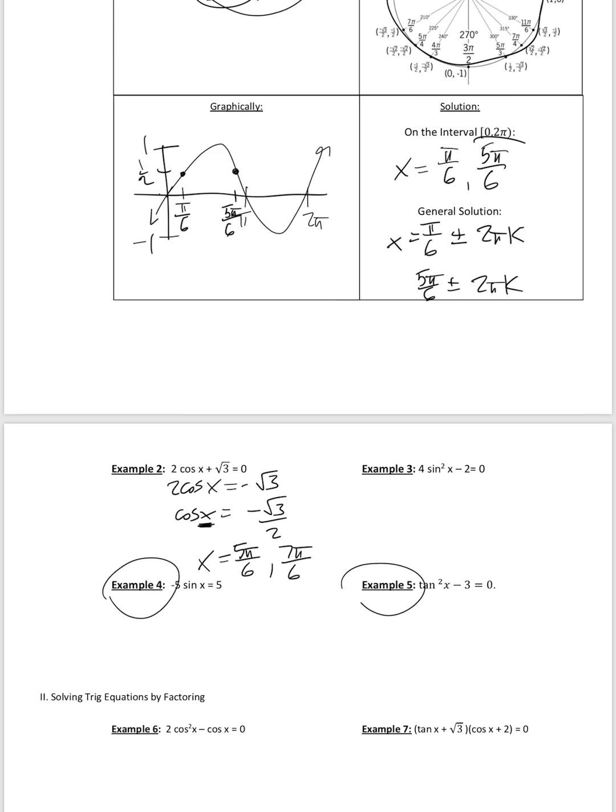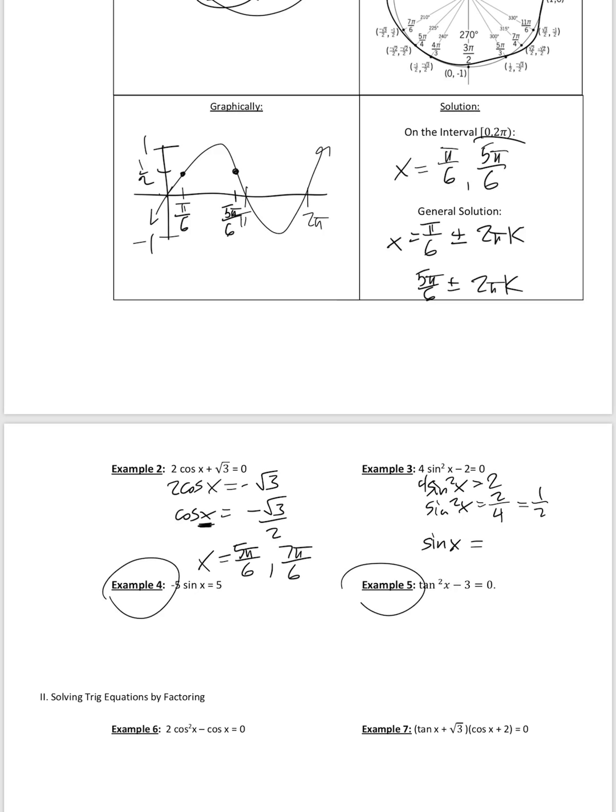Okay? That's all there is to it. So example 3 is similar. I'm going to add 2 to both sides, divide both sides by 4, and 2 over 4 reduces to 1/2. And then I have sine squared equals 1/2. So let's take the square root of both sides.